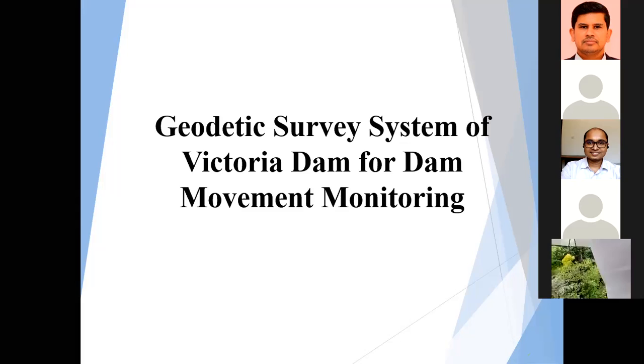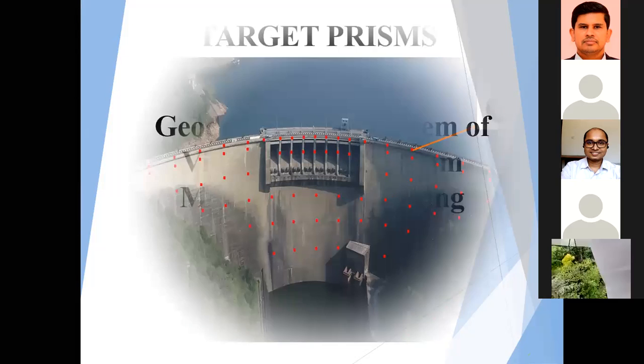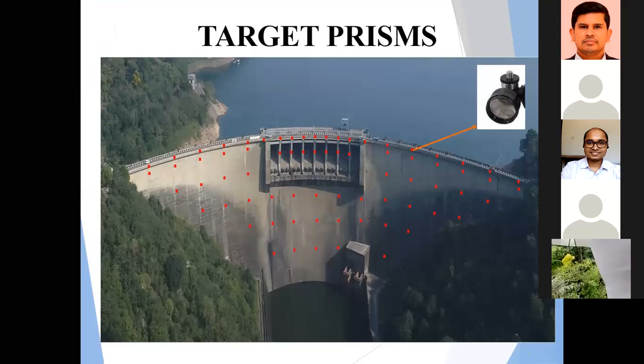Next, I move to the geodetic survey system of Victoria Dam for movement monitoring. We are proudly saying this is the first time in Sri Lanka, and really in the world as well, that we have upgraded Victoria Dam to a real-time monitoring system. I will show you. As you can see here, we have installed 72 monitoring prisms. These red dots are all monitoring prisms.